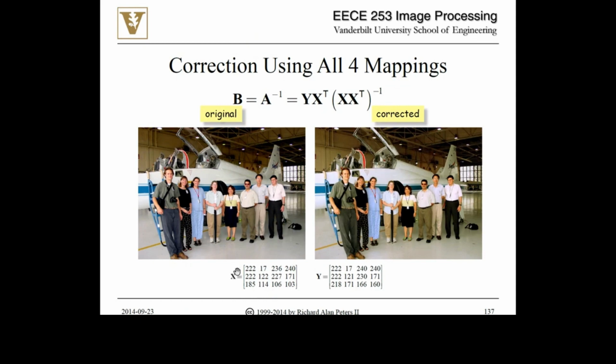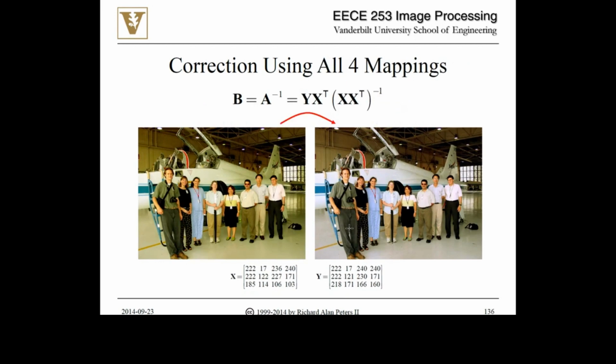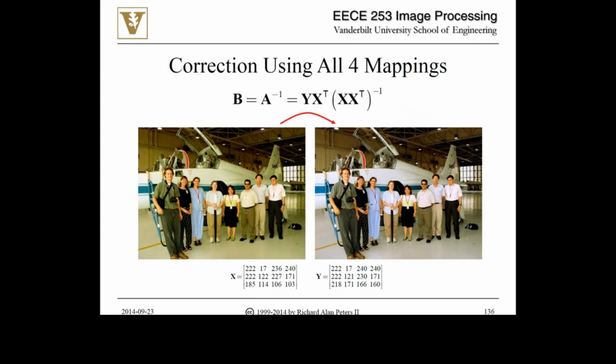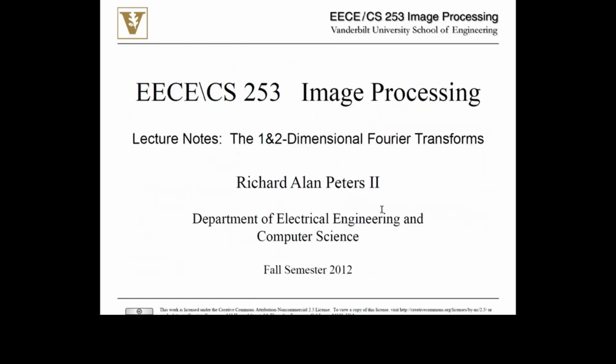With 4 pairings, now we have 4 colors. This one has to be transformed into this one. The slide you had before used just 3 pairings instead of 4. And you see that it is not really the best. With 3 you get something, but it is much better with 4. So the more constraints you give, the better your correction will be. So that's it.